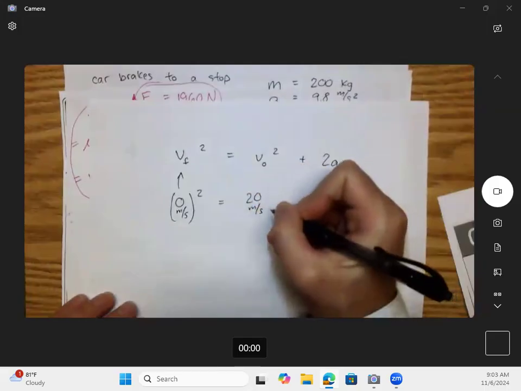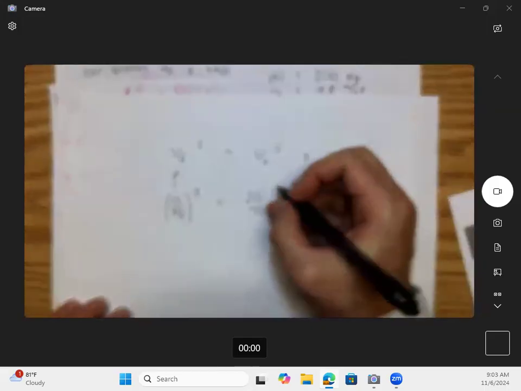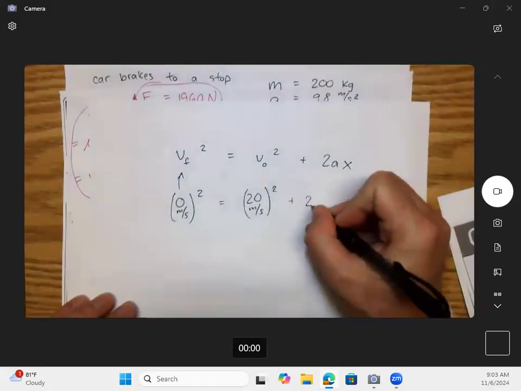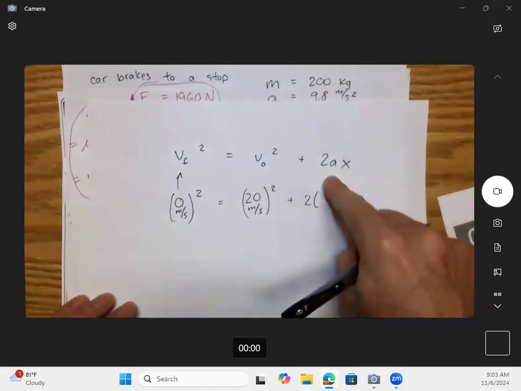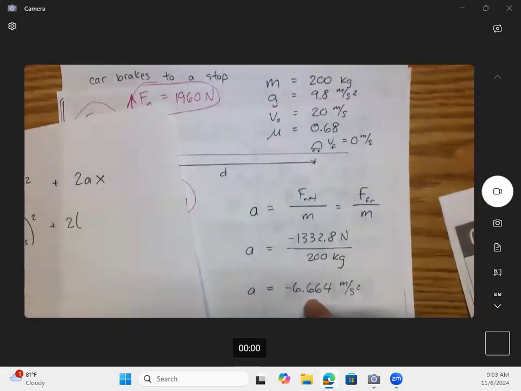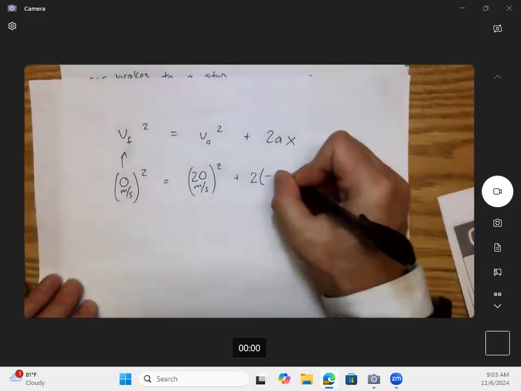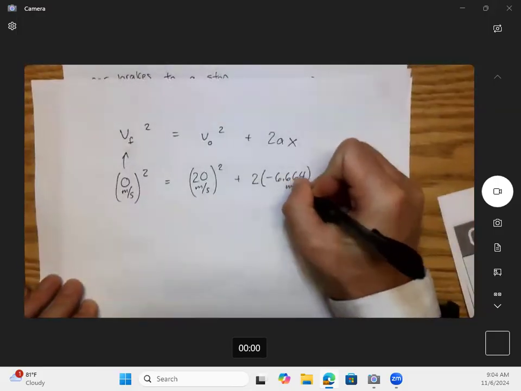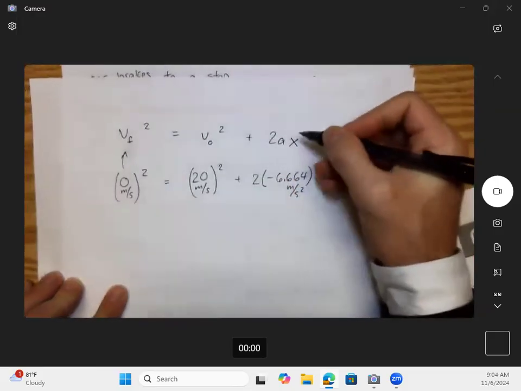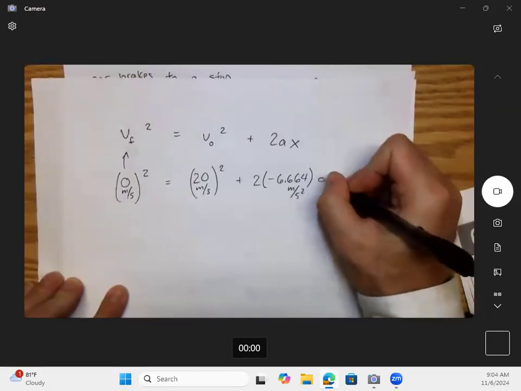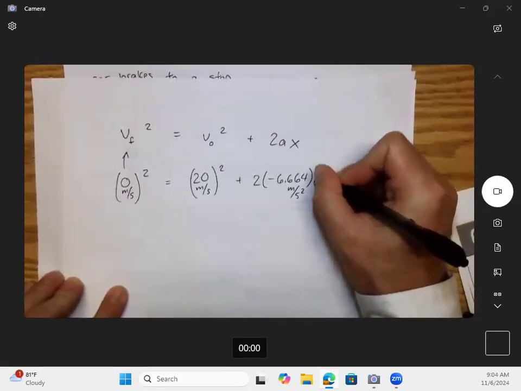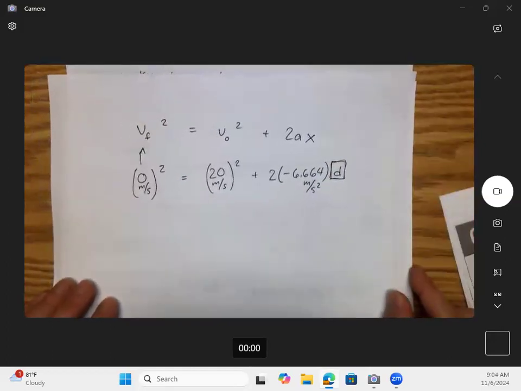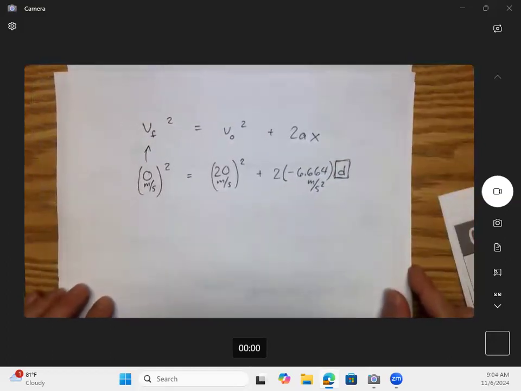So 20 meters per second, which is about 45 miles an hour, something like that. Squared, plus 2 times, and remember, guys, this acceleration is negative. You remember I made that whole point. So negative 6.664 meters per second squared. And then this x could be a generic distance. I'll call it d for the braking distance, just to match my picture. So this d is this x. You guys see where all this comes from?